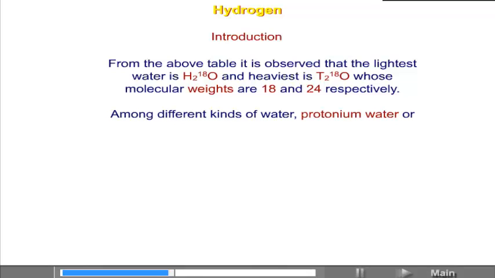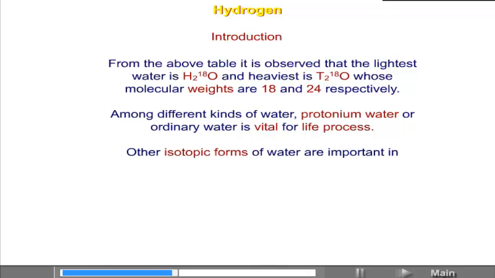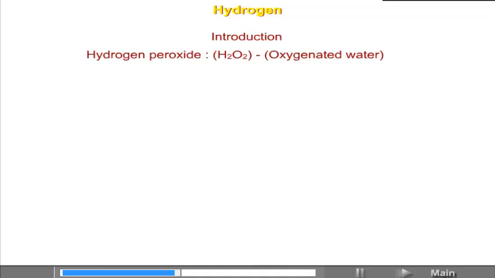Among different kinds of water, protonium water or ordinary water is vital for life process. Other isotopic forms of water are important in reaction kinetics. Hydrogen peroxide, H2O2, that is oxygenated water.